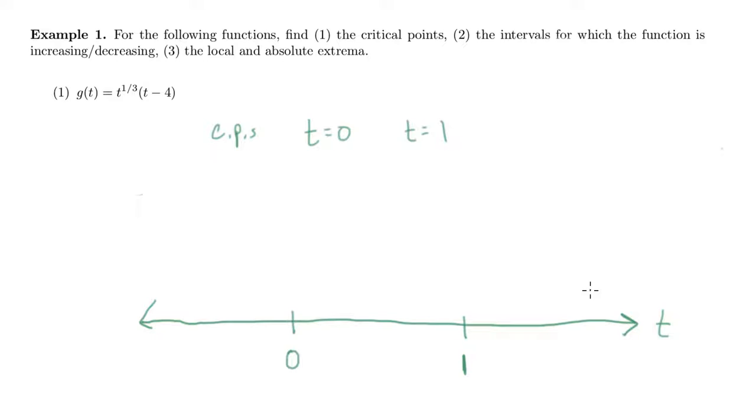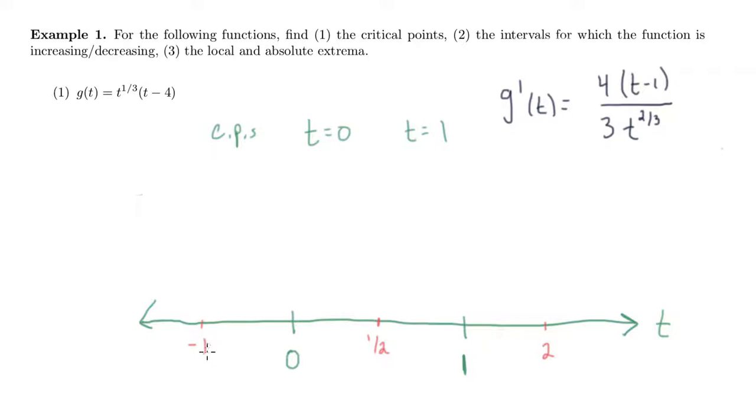So all we need to do is just test one value in each one of these intervals. So I'm going to test maybe -1, maybe 1/2, and maybe 2. Okay, so recall what g prime of t is. It was 4 times t minus 1 over 3 times t to the 2/3.